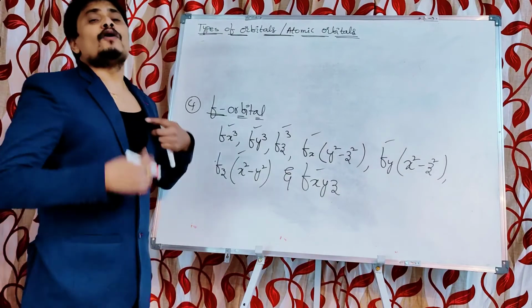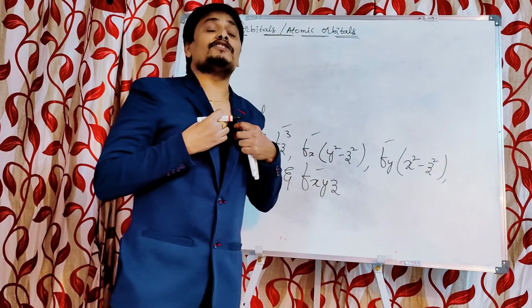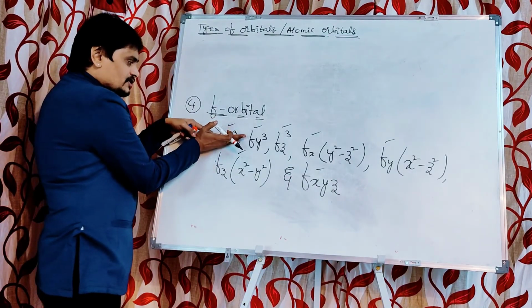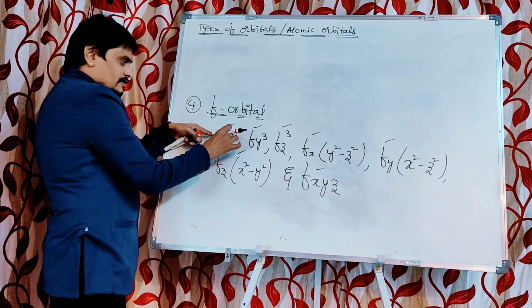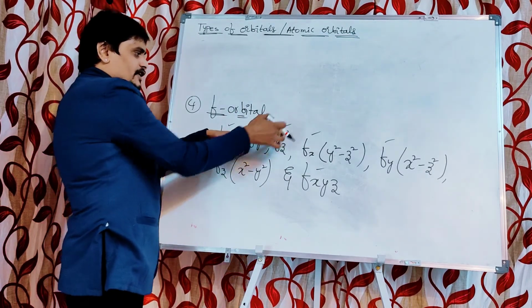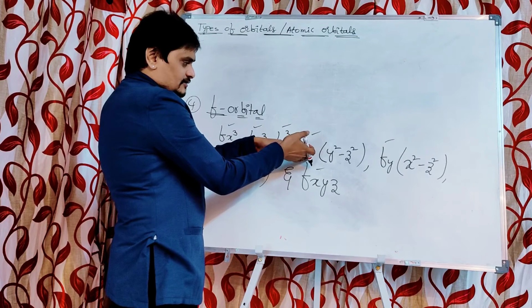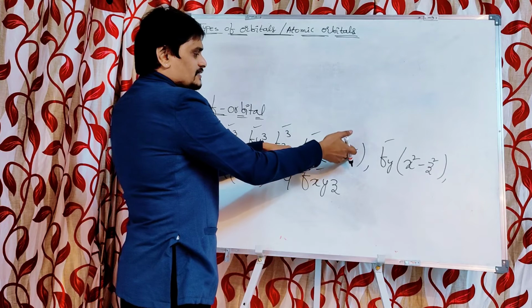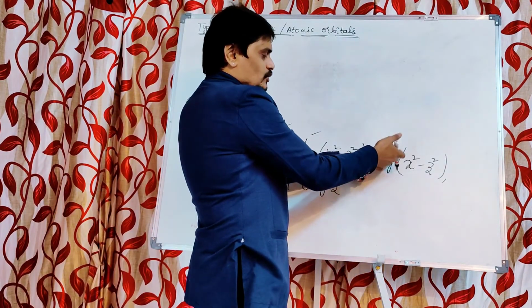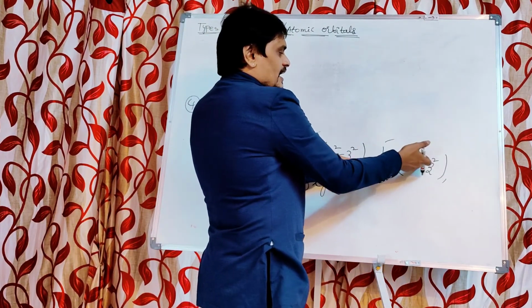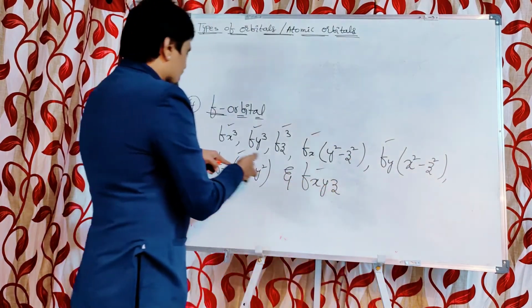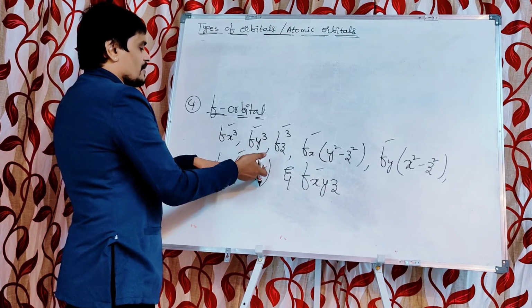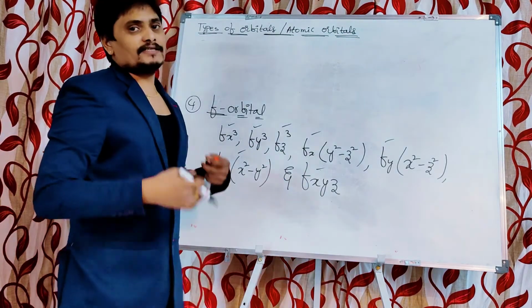So these are the 7 f orbitals, students. Fx cube, don't be confused: fx cube, fy cube, fz cube. Next normal fx. What are the remaining after the x? Y and z. So y square minus z square. Next y. What are the remaining? X and z. X square minus z square. And z, fz. What are the remaining? X and y. Accordingly, x square minus y square. And the last one is fxyz.